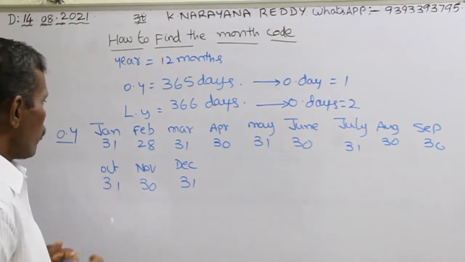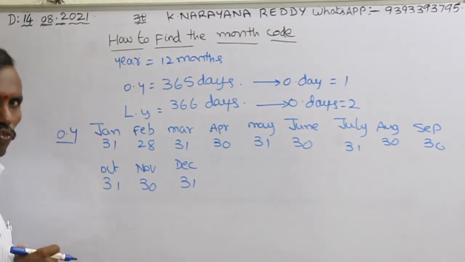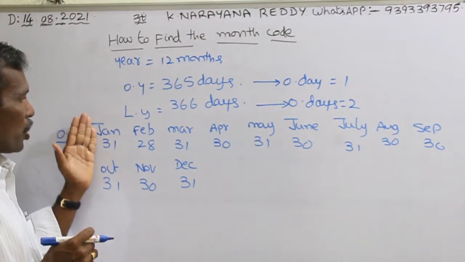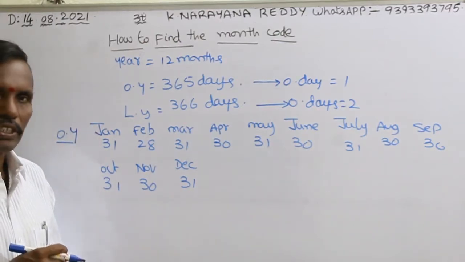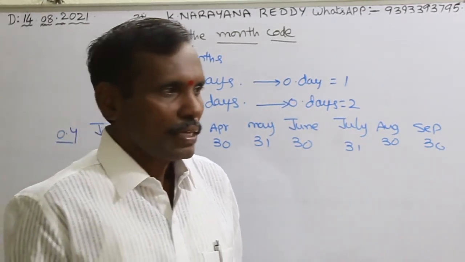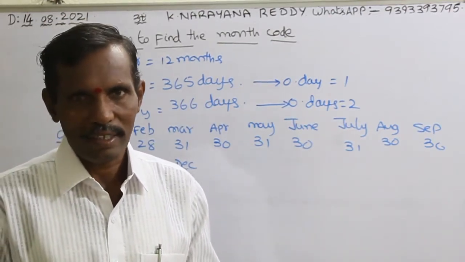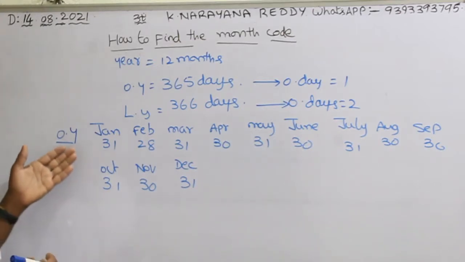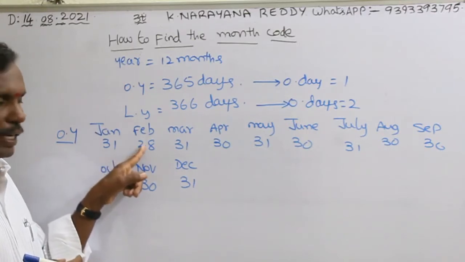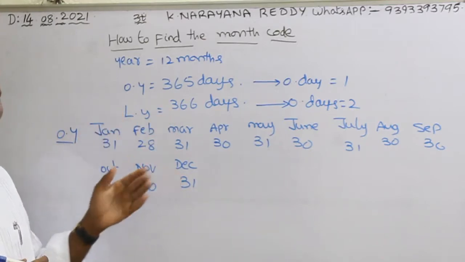Now I want to find the code from Jan to December in an ordinary year. How to find it? Simple. I record Jan as 0, because it is just the starting month, that's all. Generally, Sunday to Saturday we code as 0 to 6. You know that. In the same manner here also, Jan can be coded as 0 first of all. Now what is the code for Feb? I will find the code for Feb first of all, after that you can find March to December.